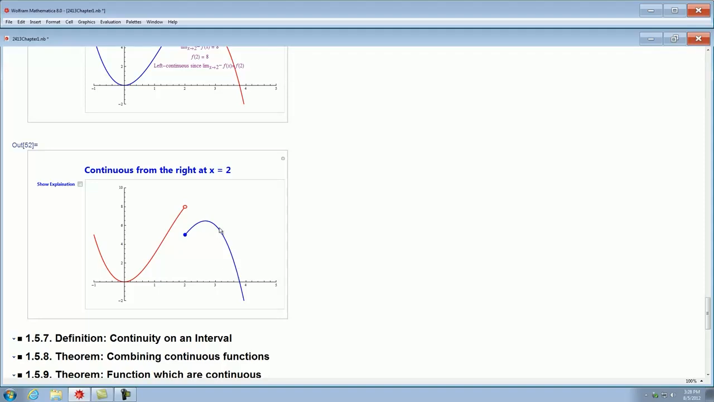So when I come in from the right, the function is approaching a value of, looks like 5, and then at 2, it's defined to be 5. So let's see if I got this right. Yes. The limit from the right is 5. The function's value at 2 is 5, and therefore it is right continuous. Of course, we saw this earlier. It's not generally just continuous at 2, but it's right continuous at 2.